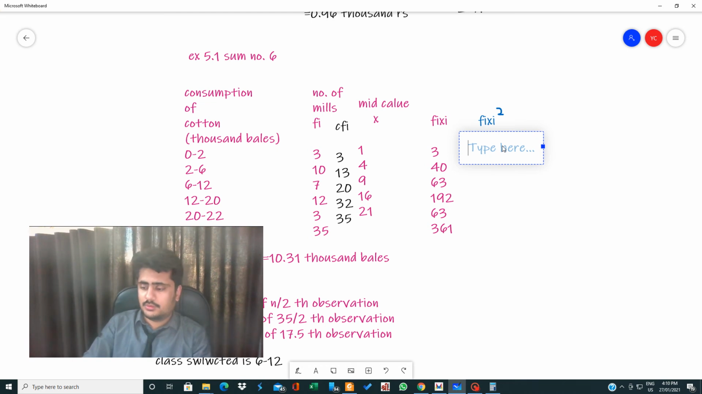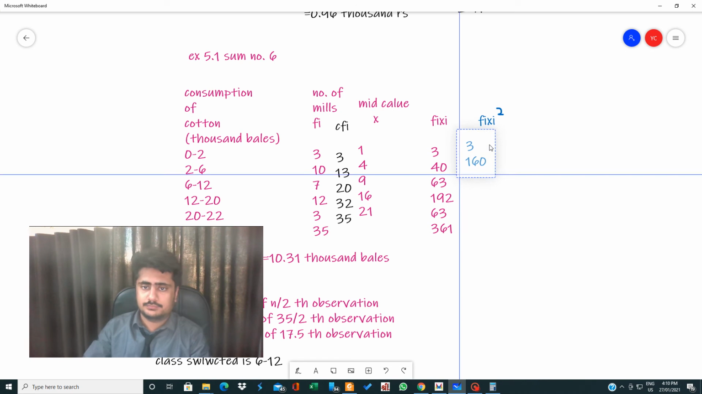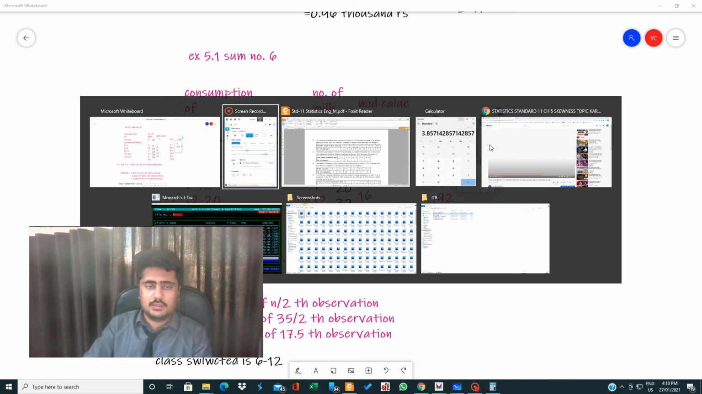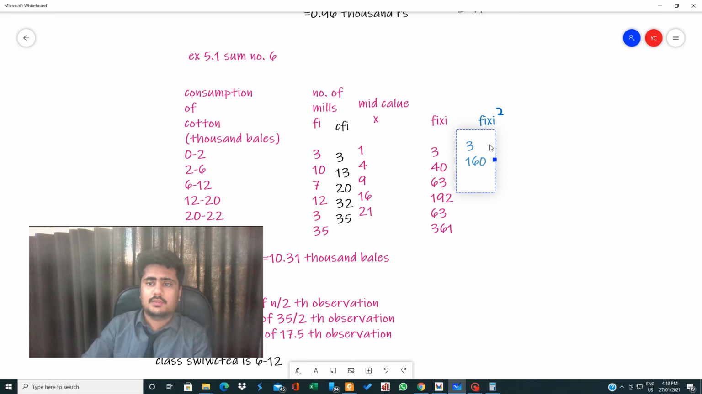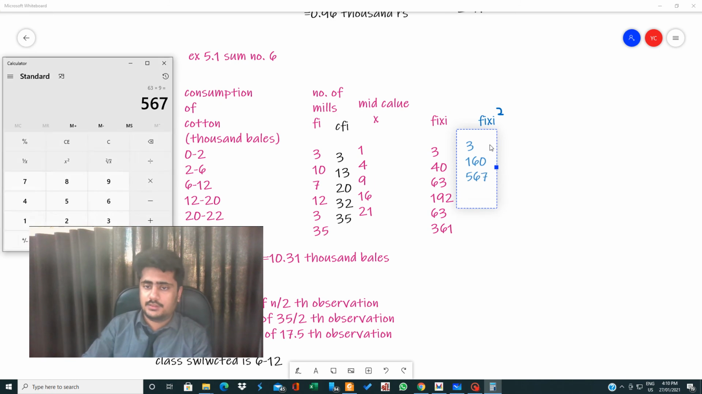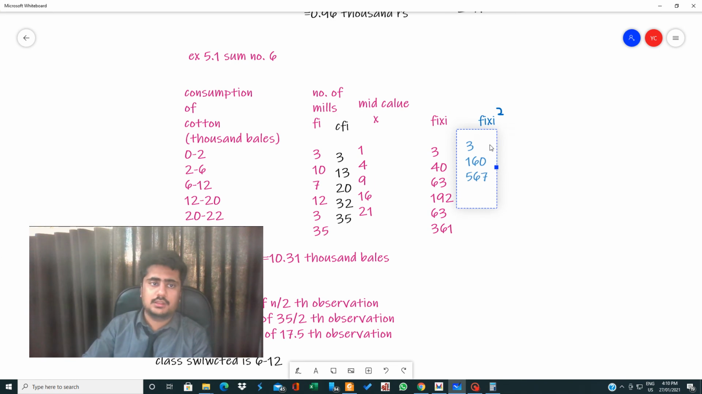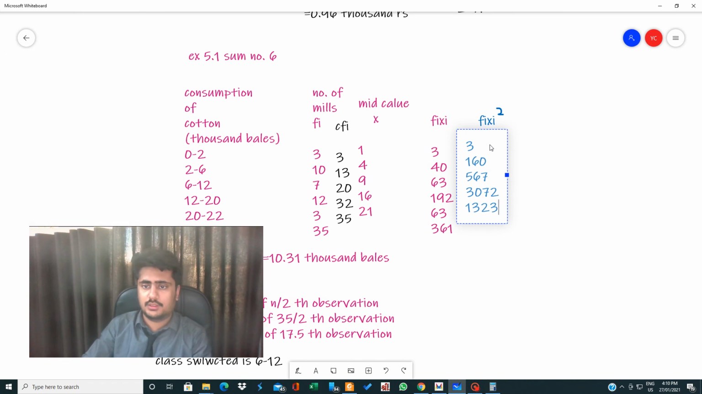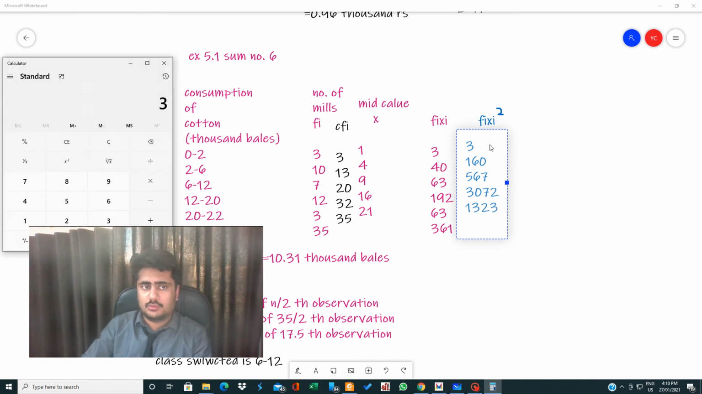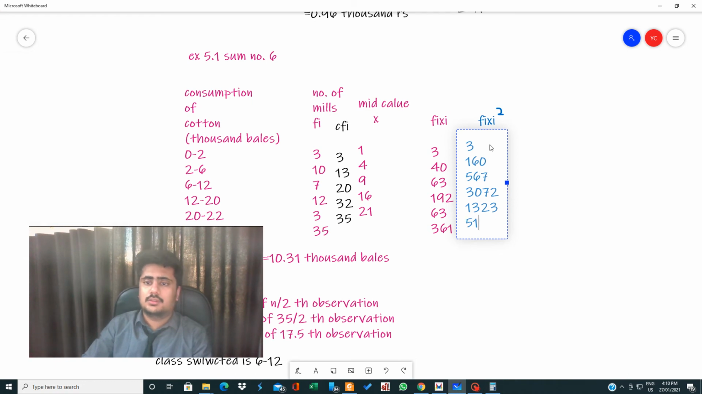So it's 3 ones are 3, 40 into 4, 160. Then 63 into 9, 567. Then it's 192 into 16, 3072. 63 into 21, it's 1323. So my total is 3 plus 160 plus 567 plus 3072 plus 1323. So it's 5125.